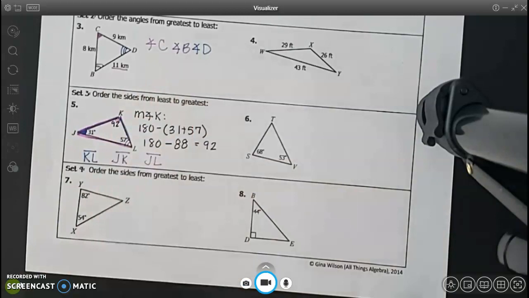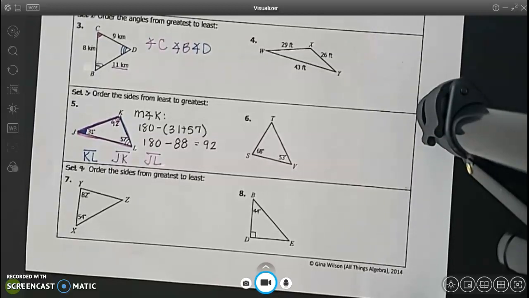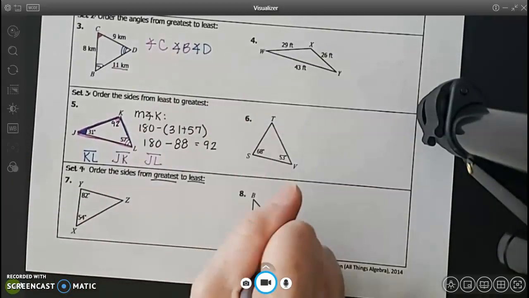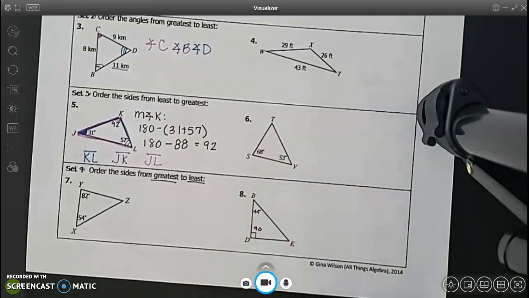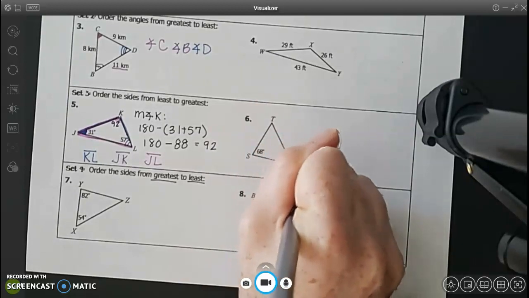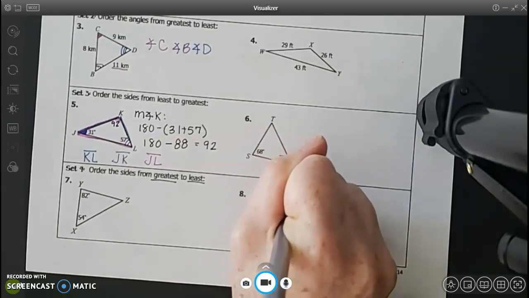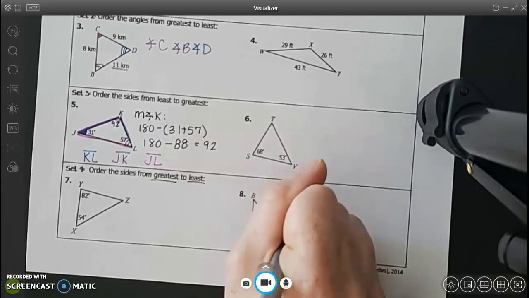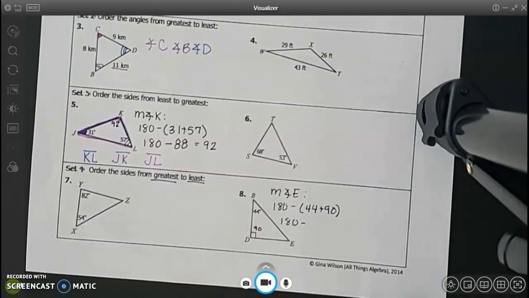Okay, and I have about 2 minutes left in the video, so I'm going to skip down to number 8. Okay, number 8, this says greatest to least, so we got to be careful here because now we're looking for greatest to least. This box here says that this is 90 degrees. So if I want to find my missing angle E, I'm going to take 180 and subtract the sum of 44 plus 90. So angle E will be 180 minus 134, which is going to be 46.